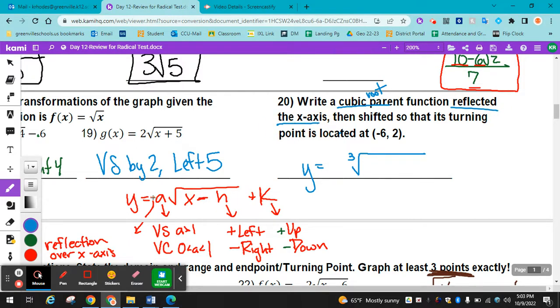Reflection over the x-axis is the negative in the front. Then shifted so the turning point is -6, 2. Well, your turning point for cube root, or cubic, it doesn't really matter, is 0, 0. But if ours is at -6, that means it went left 6. +2 means it went up 2. So x is always on the graph. Left is -6 and outside +2.